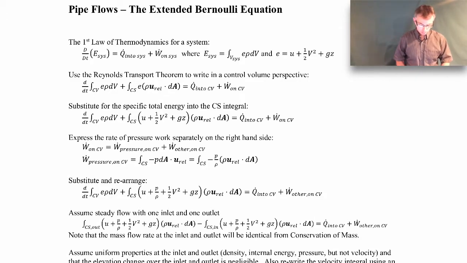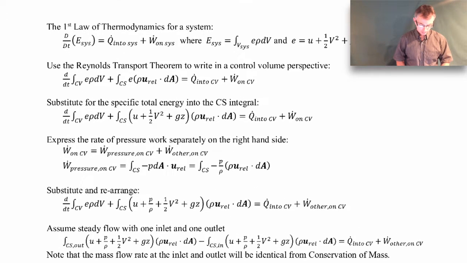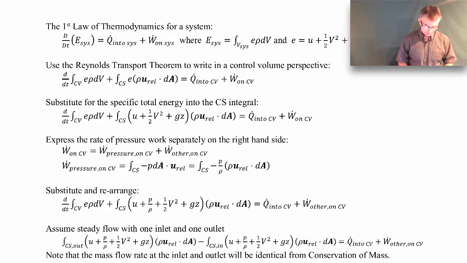So what we do is we start with the first law of thermodynamics for a system. If you remember back to your thermo days, on the left-hand side, the time rate of change of total energy of a system is equal to the rate at which we transfer energy into that system via heat transfer, plus the rate at which we do work on that system. You might remember that from your thermo days. I'm using the capital D/Dt notation here just to indicate that we're following a system.